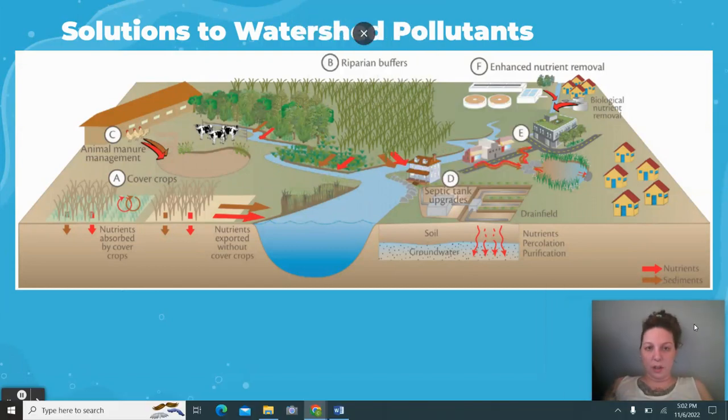All right, so some potential solutions that we could have to these watershed pollutions. We'll start with A and C. A is something called cover crops. We'll talk about those more a little later in the year, but essentially it's just planting some other crop in between the main crop planting and harvesting season. It's going to hold on to those nutrients and the water, and not just let the nutrients be pushed off into our waterways.